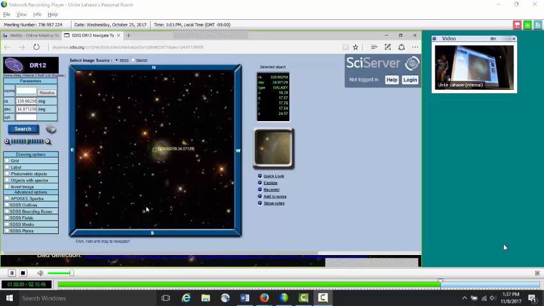Okay, so this would be an example of a really good detection. You can see the galaxy. There's nothing in the way. There's no optical aberrations. There's nothing wrong with the equipment. It's fine. It's a great galaxy.